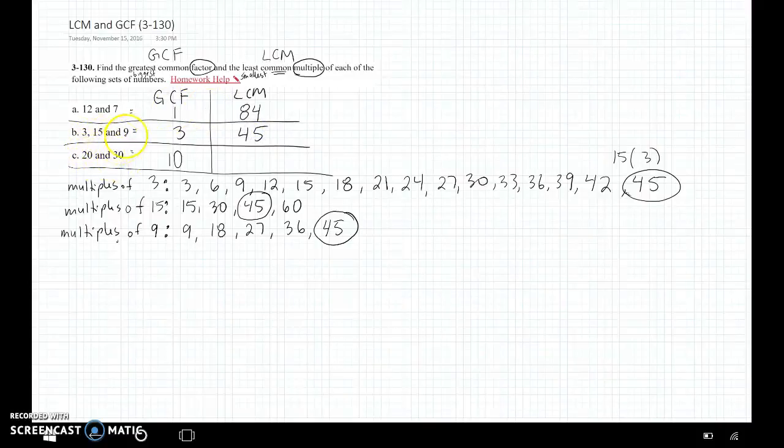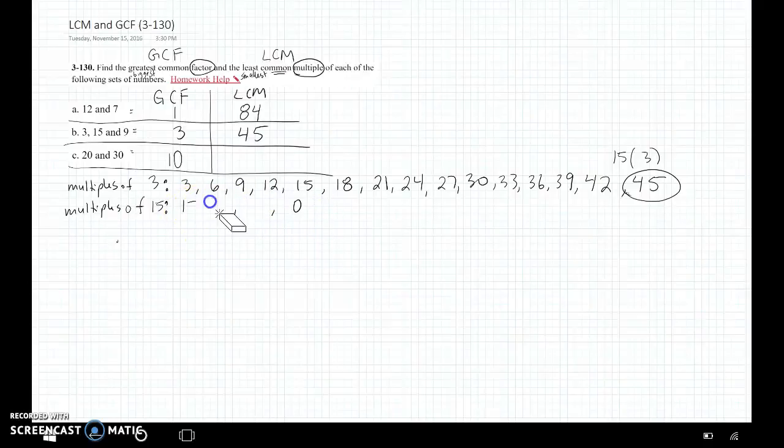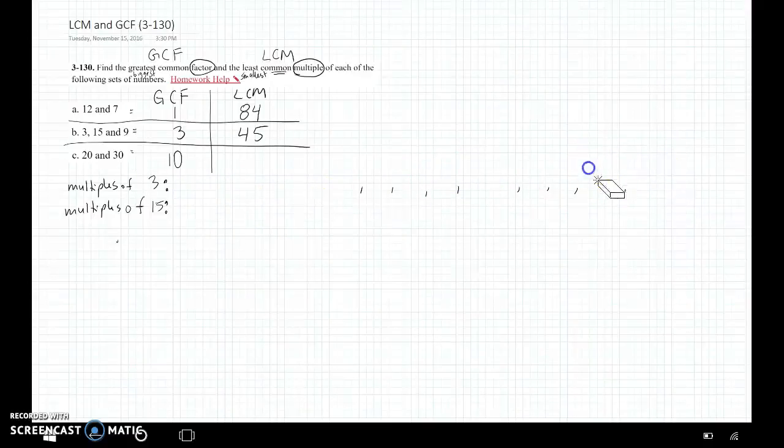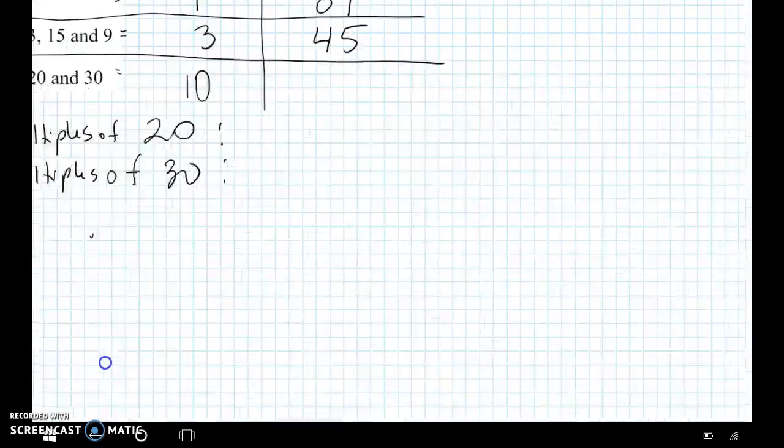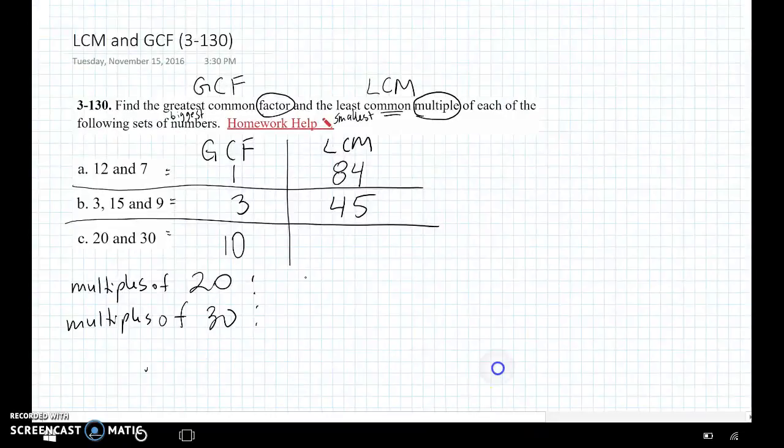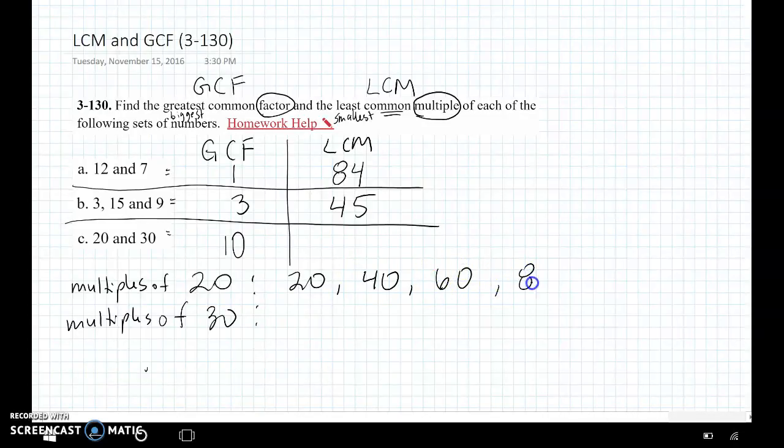And then what's the common multiple of 20 and 30? What is the first multiple that they will share? And that one's going to be 60. Counting by 20s, let's zoom in a little bit, multiples of 20. So 20 times 1 is 20. 20 times 2 is 40. 20 times 3 is 60. 20 times 4 is 80.